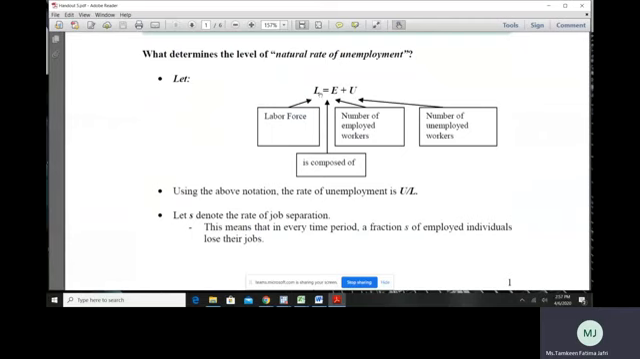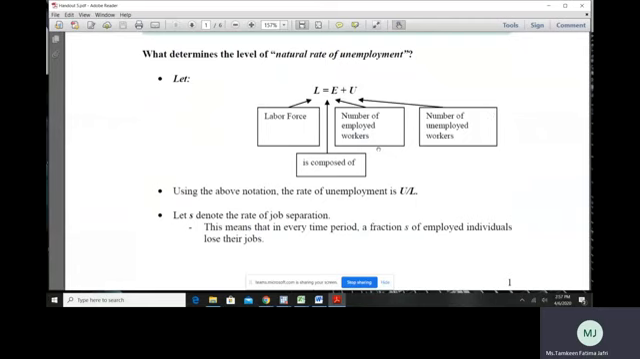So if there is an imaginary economy with only 100 individuals who want to work and who are able to work, those 100 individuals will be referred to as the labor force. Now, out of these 100 individuals, let's suppose that 80 are employed and 20 are unemployed. So the unemployment rate is determined by U divided by L. So it's going to be 20 divided by 100. And if you want to convert it into percentage terms, you multiply it by 100 as well. That is going to give you 20%.